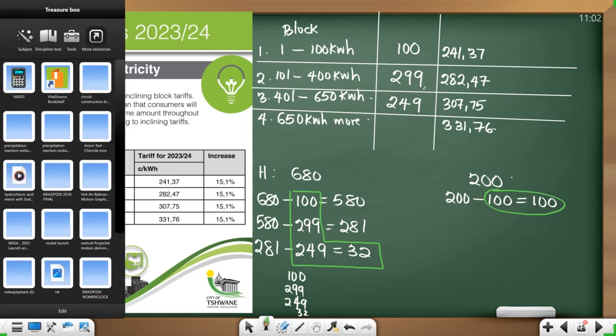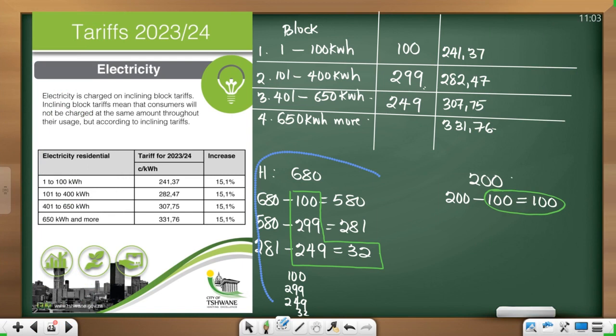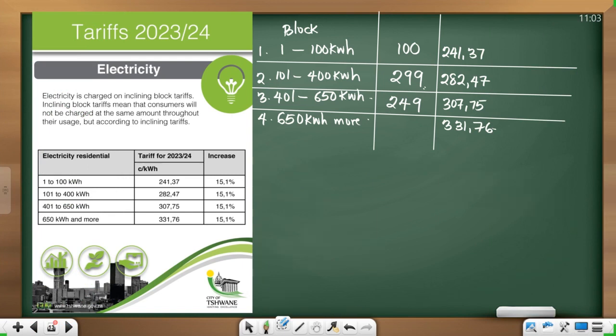Okay? Let me give you one more to do, because you need to be able to divide it into blocks. H, I, all right, J. Let's hope you get it right. J and K. J, you have 412. And K, you have 832. Pause the video, get your answers, because I'm going to do the solutions now.